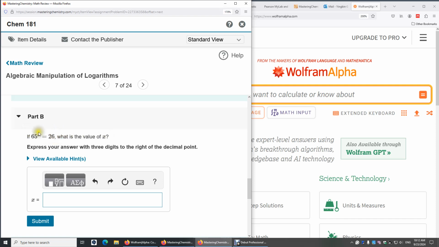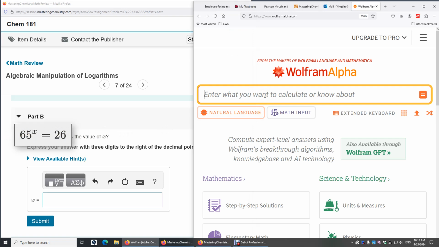Now let's calculate the value of x. What I usually do is I simply take the natural logarithm of both sides, and then we have x times the natural logarithm of 65 is equal to the natural logarithm of 26. So x is simply the natural logarithm of 26 divided by the natural logarithm of 65. So let's do this.